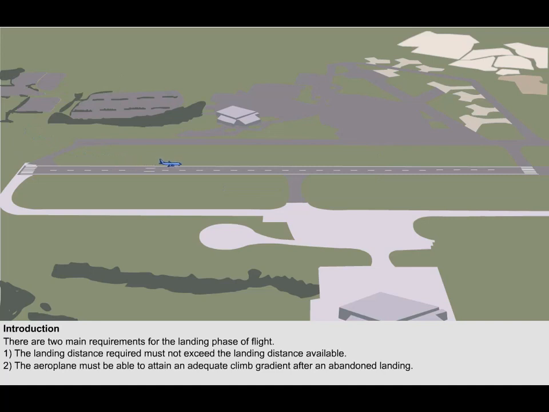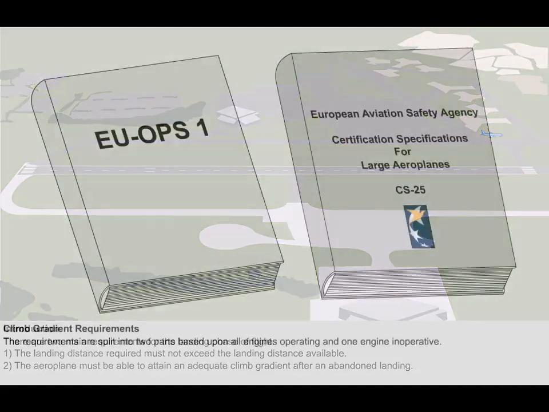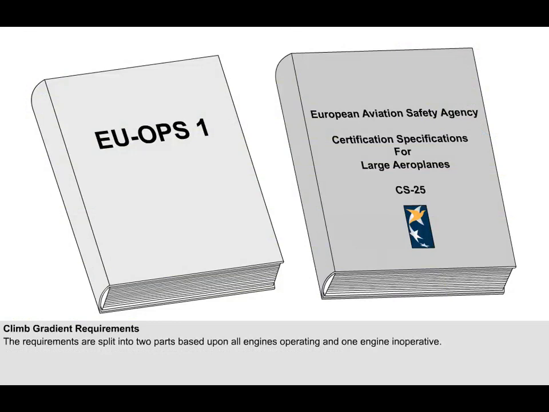The second requirement is that should the aeroplane be unable to land, it must be able to climb away from the aerodrome with an adequate climb gradient. This latter requirement can be called the landing climb requirement. We will deal with the climb gradient requirements first. The climb gradient requirements are a little complicated and are spread through both EU OPS 1 and CS25.